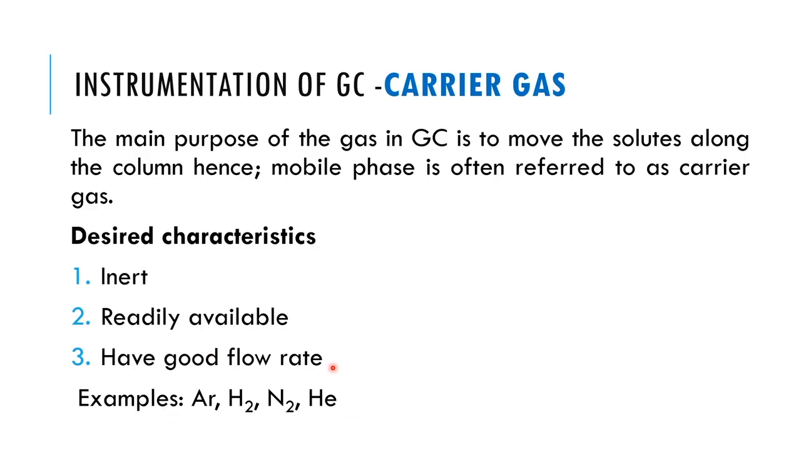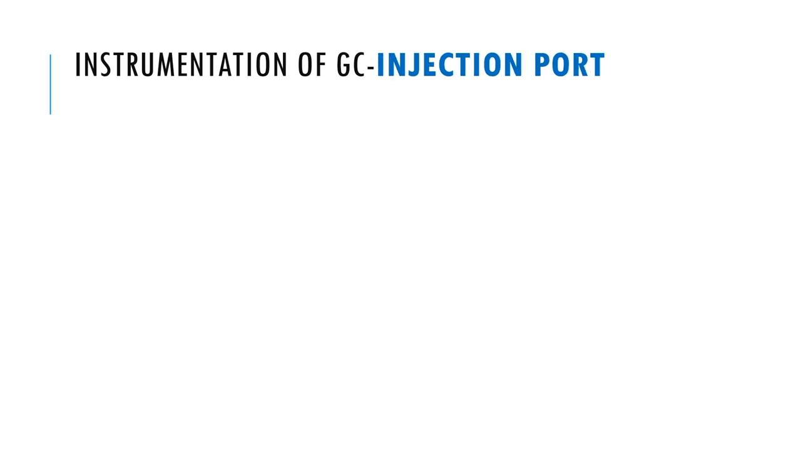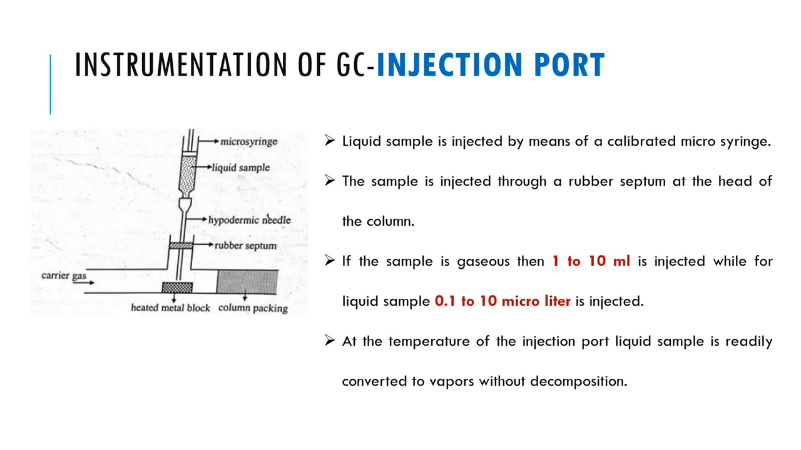With respect to cost, if you compare, helium is the costliest gas, followed by argon, and hydrogen and nitrogen will be about the same. We are talking about these gases because we need them at a high purity of 99.99%. Only when we have high purity gases do we get good detection.